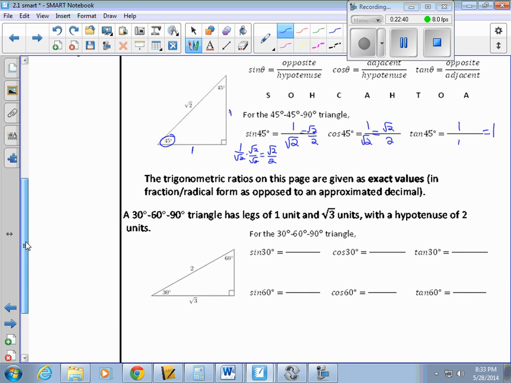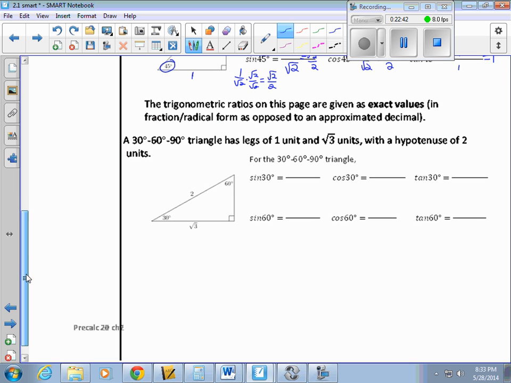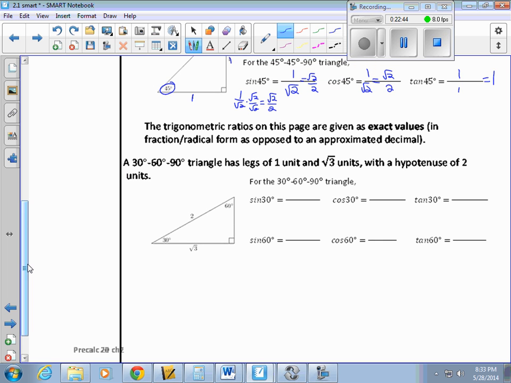So our other special triangle is the 30, 60, 90 triangle. For the 30, 60, 90 triangle, if you think of it as being an isosceles, sorry, not an isosceles, an equilateral triangle with units of 2, so all of your legs are 2. In an equilateral triangle, that means that all of your angles are 60 degrees.